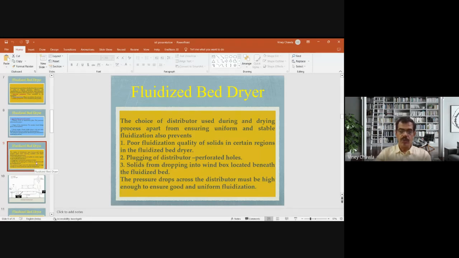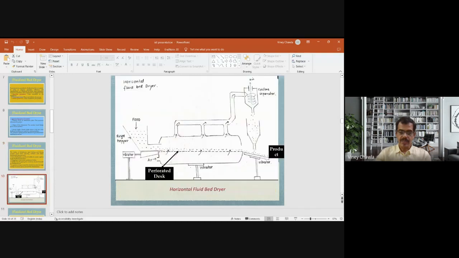As I told you, we will be discussing the horizontal fluidized bed dryer. The earlier one that we discussed was the vertical fluidized bed dryer. This is a horizontal fluidized bed dryer. That was a batch process. This is a continuous process. As you see, feed is entering from the left hand side. There is a surge hopper, and on the bottom it is attached to a vibrator.